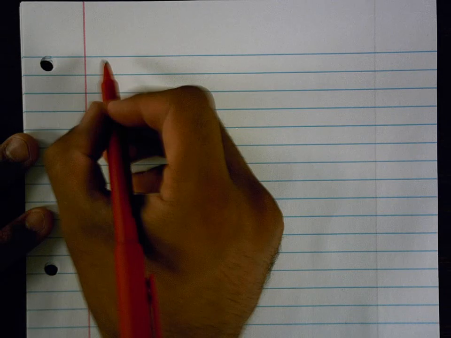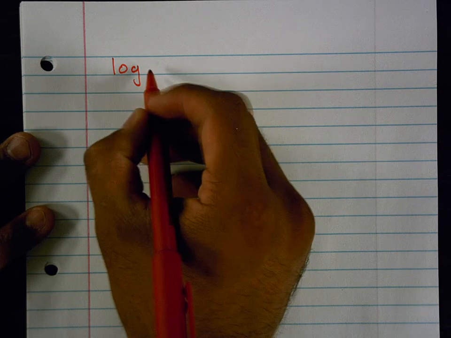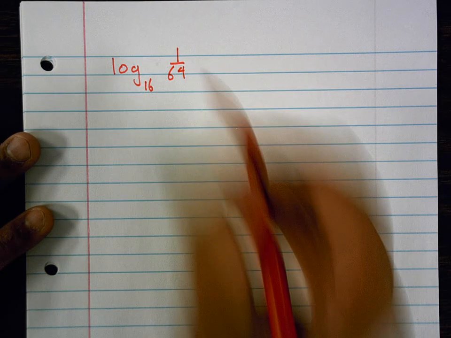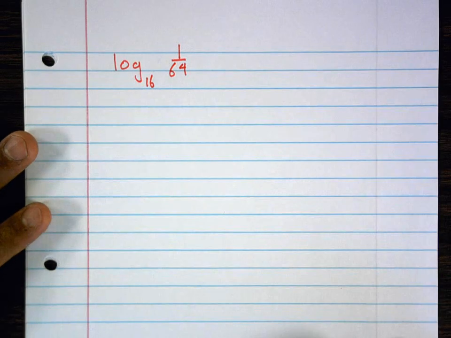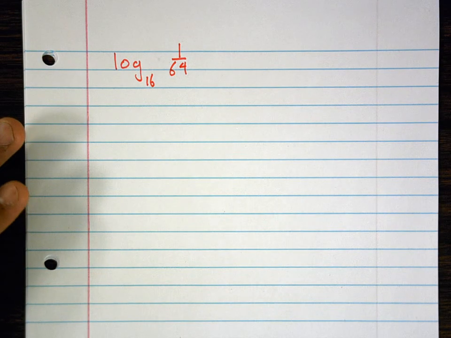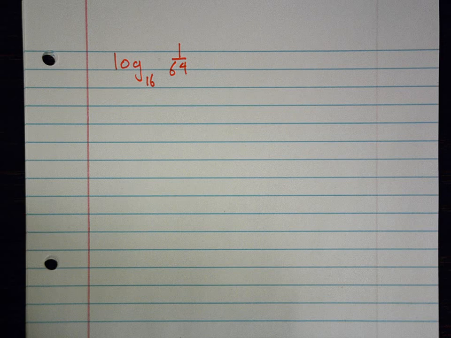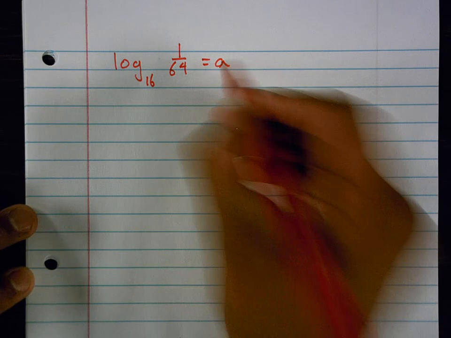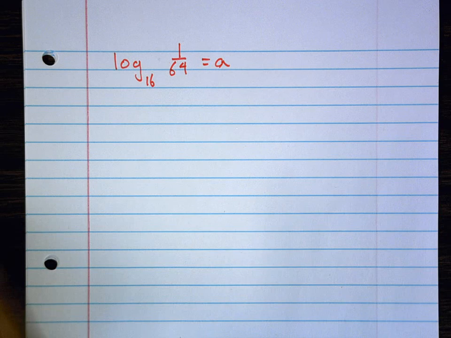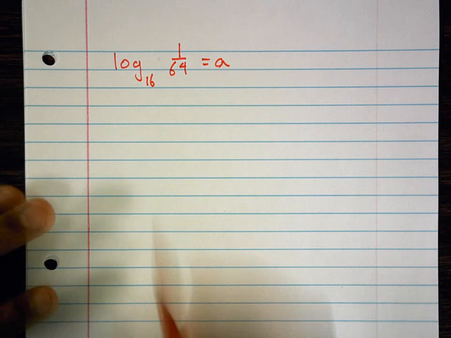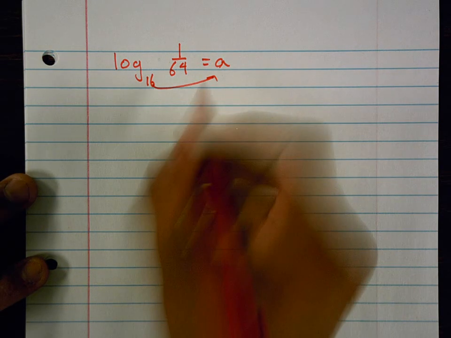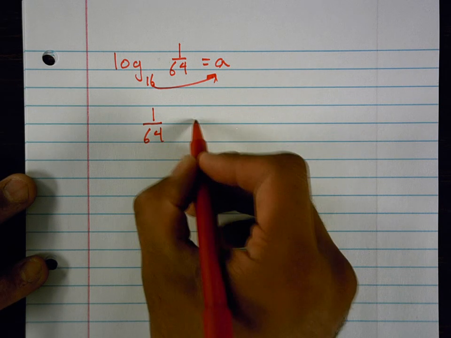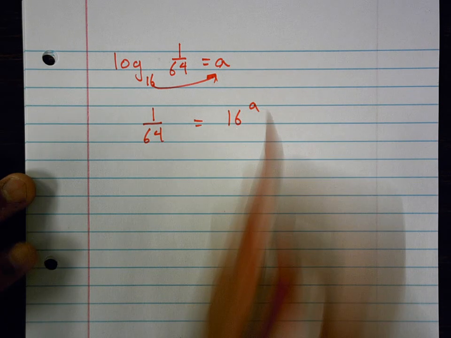Number 10 says log base 16 of 1 over 64. Now, you can reason your way through this. Either way, you got to do this process, which I'm about to do, in some way. But I like to set it equal to a dummy variable, just to kind of help me. So I use A. Don't use X, because then there's already X in the problem. And what I do is I walk the dog over here, and I'm looking at 1 over 64 equals 16 to the A.